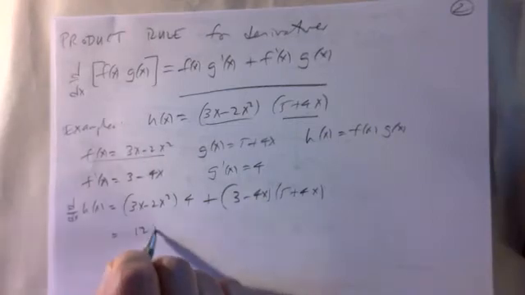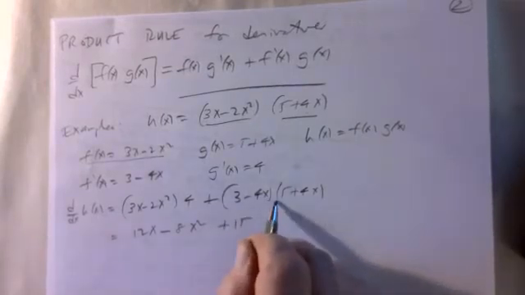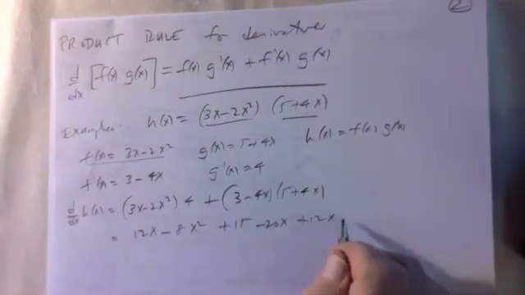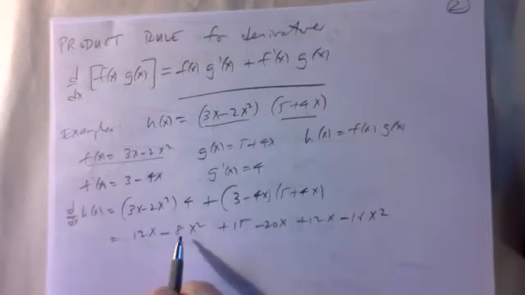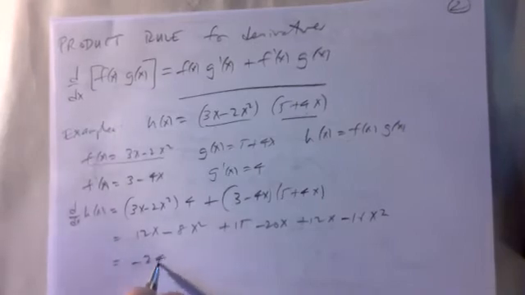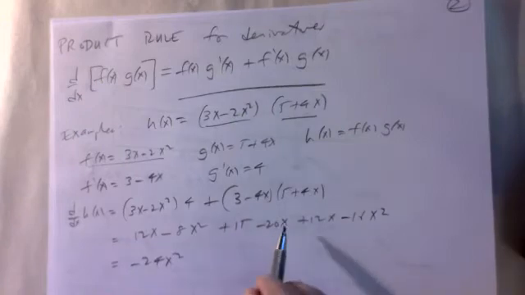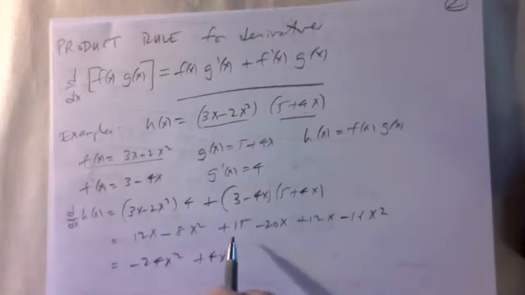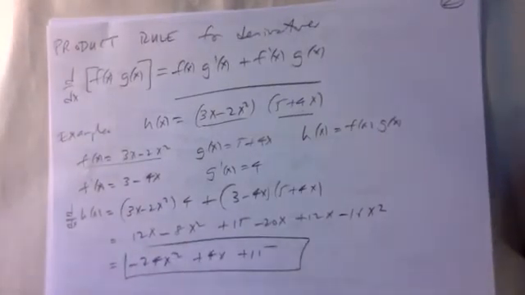This is 12x minus 8x squared plus 15 minus 20x plus 12x minus 16x squared. So minus 8 minus 16 is minus 24x squared. 12x plus 12x is 24x. Minus 20x is plus 4x. And 15 is 15. So that's the answer.